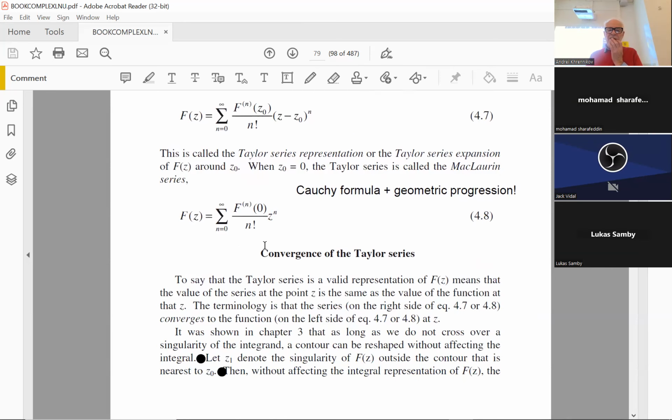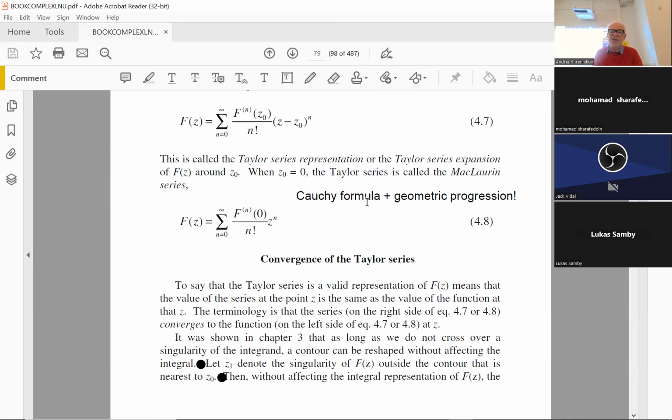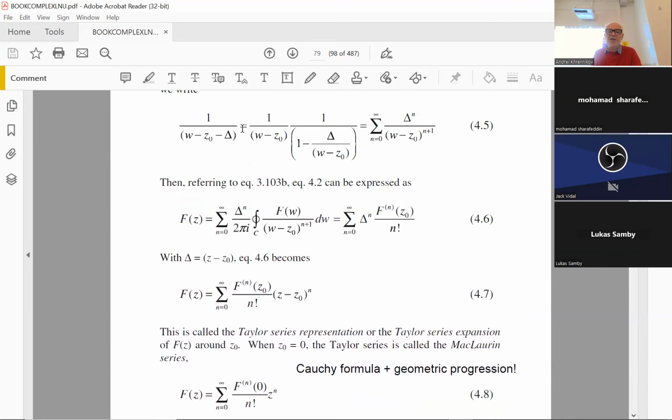So this formula is very simple: Cauchy integral representation plus geometric progression. If you get an exam question, give the schematic derivation of the expansion of an analytic function in the Taylor series, more or less you write the Cauchy formula, you say that we have a geometric progression and that this denominator can be represented in this way. So that's all.